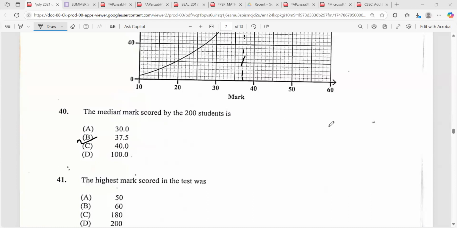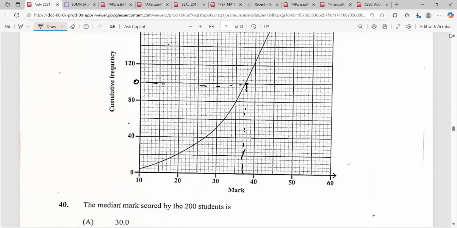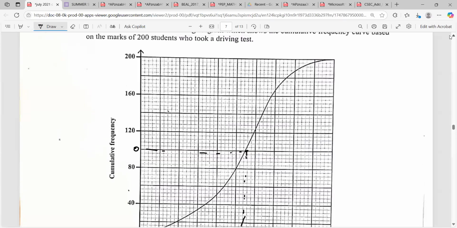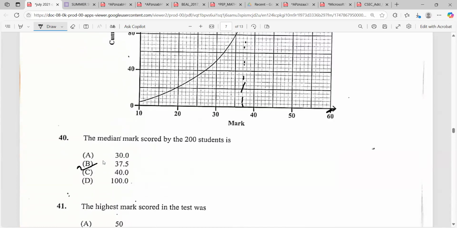All right, the highest mark scored in the test. So they did say that this one is related to the highest score. So the mark could be, hold on, let me see. Could be 60 though. Yeah. So the highest mark would have been 60. So what are the 200 students? Highest mark.